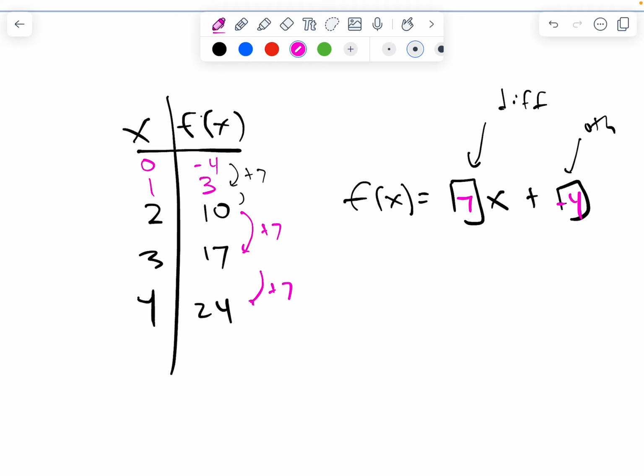And that is how you write linear things. The main thing for linear is you have a common difference. You're going up by a consistent amount each time.